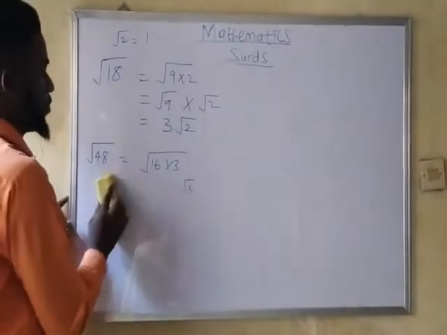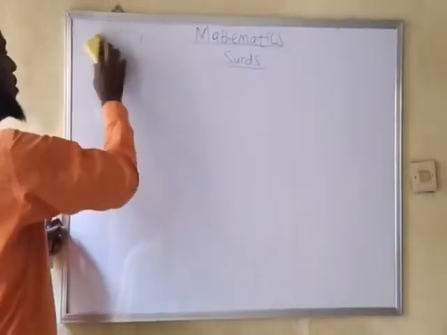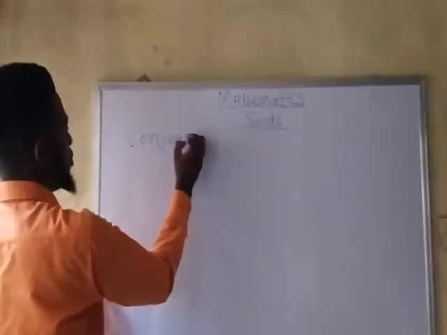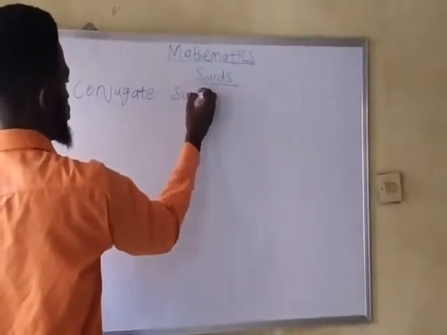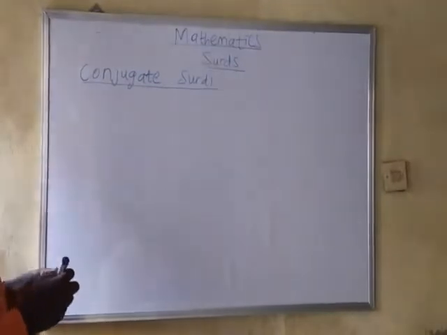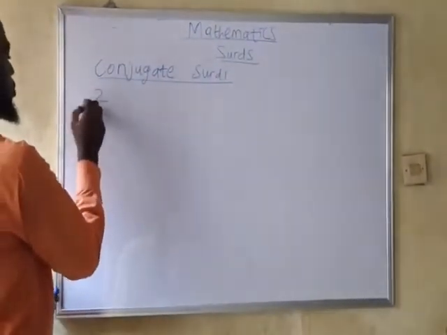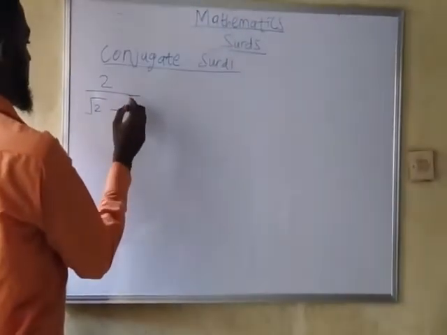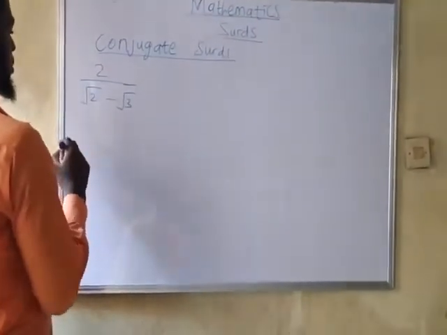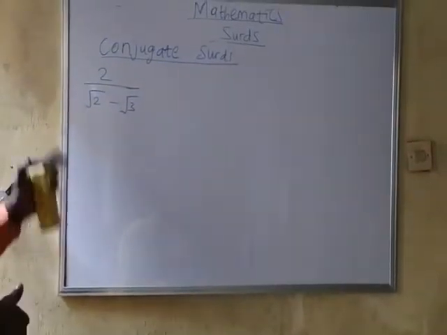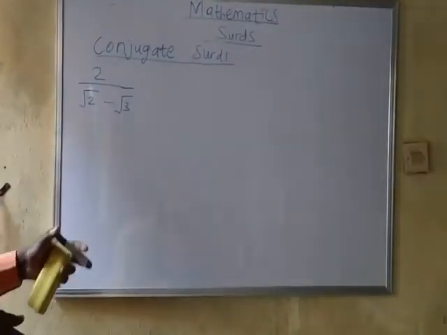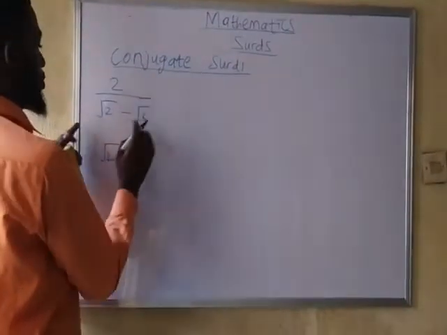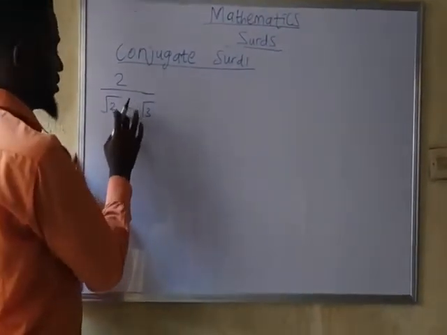We'll look at an example, but before then, let me quickly explain the concept of the conjugate of a surd. You have the conjugates of surds, what you call the conjugate surds. For example, when you have 2 over root 2 minus root 3, let me use something quite simple. If I have this, the conjugate of this surd is simply gotten by rewriting it and changing the sign from minus to plus root 3.